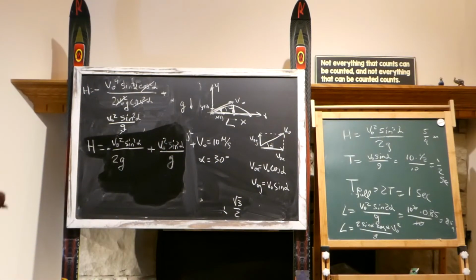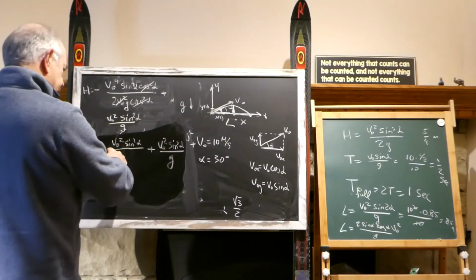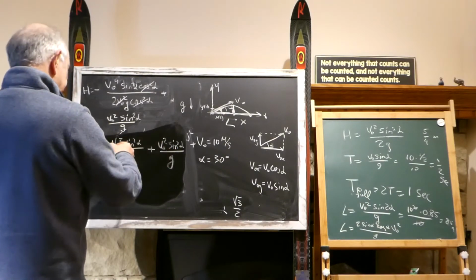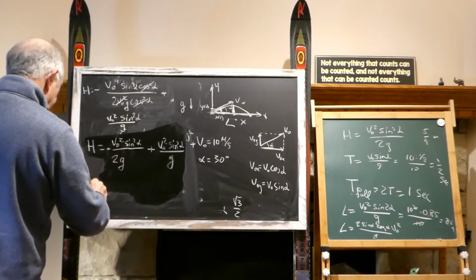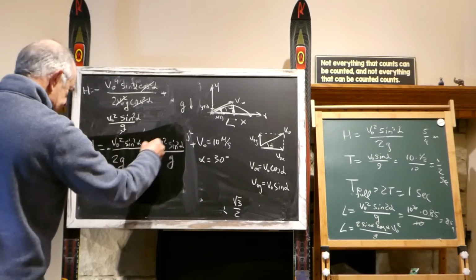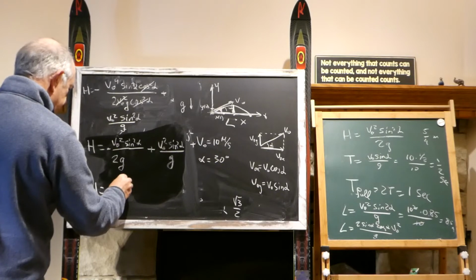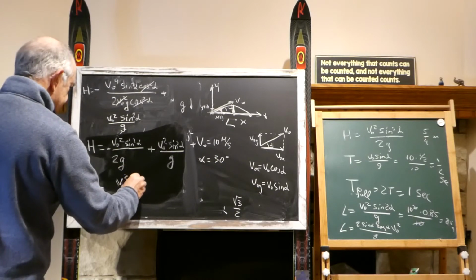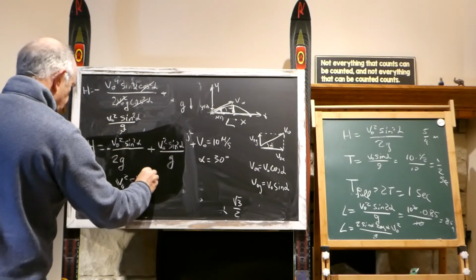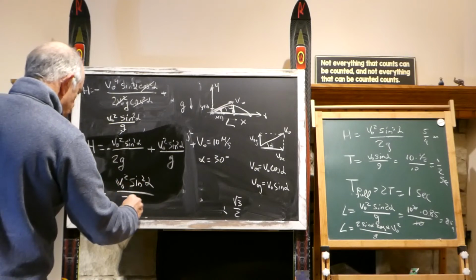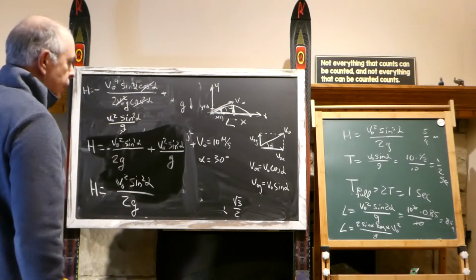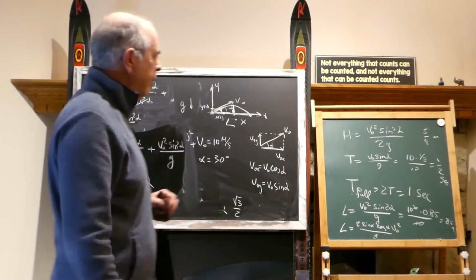And basically I have 1 minus a half, so I have h equals the same expression, which is this and this, so I have v0 squared sine squared alpha divided over 2g. And if I look, I got the correct thing.